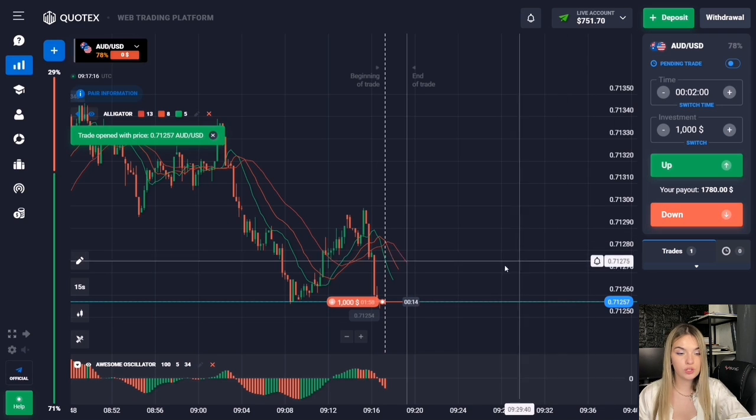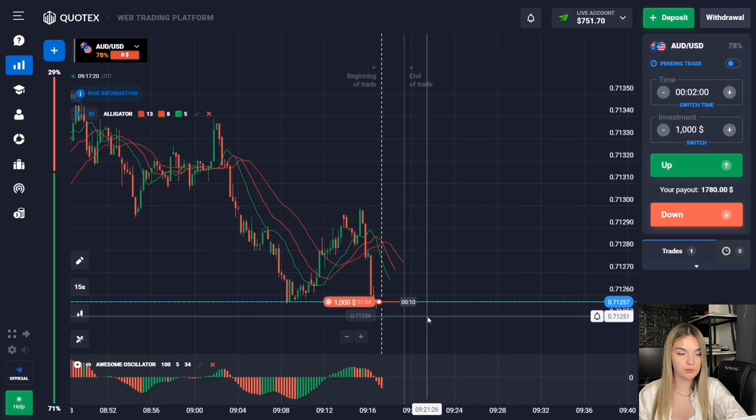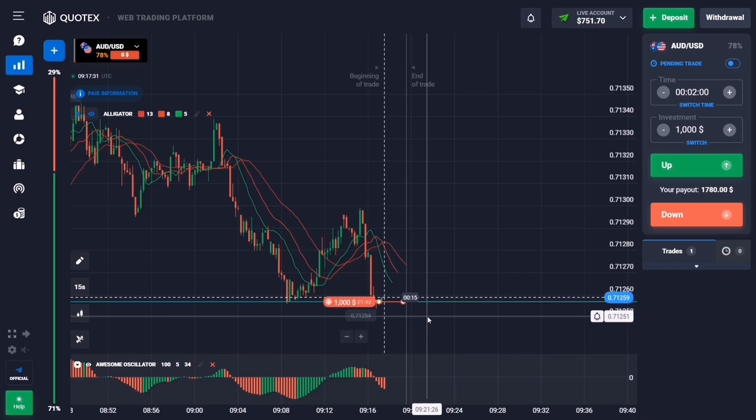I think that in the near future this level will be broken through, since the price here also has a good potential to decrease. And the price touched this level for the second time in the last 10 minutes. I think that in this situation 2 minutes will be quite enough for us. And so friends, let's wait for the deal to close.